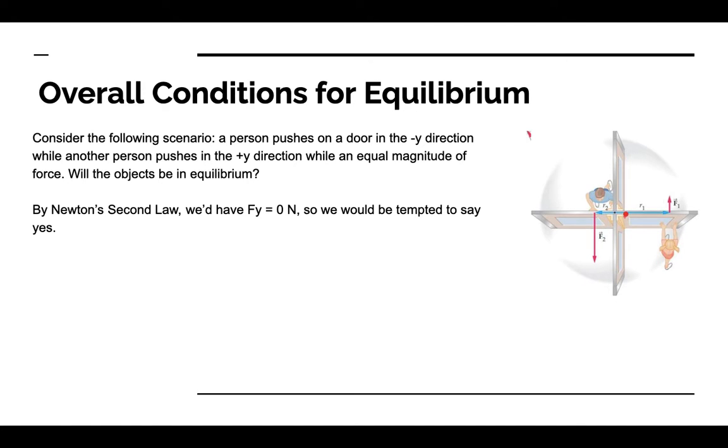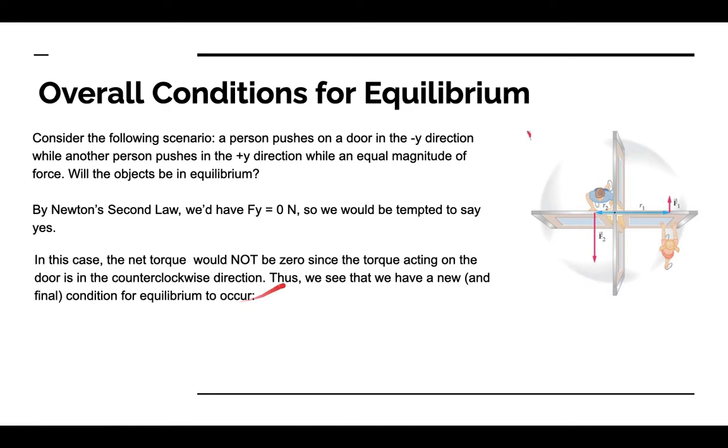So even though we have a net force in the y direction of 0, we can see that this person who's pushing on this side of our axis of rotation and this person who's pushing on the other side of the axis of rotation are going to cause our door to accelerate in the counterclockwise direction. So as a result, our object is not in an overall state of equilibrium because even though the net force is 0, the net torque is not 0. The torque acting on the door is in the counterclockwise direction. All our forces are causing a counterclockwise, angular acceleration.